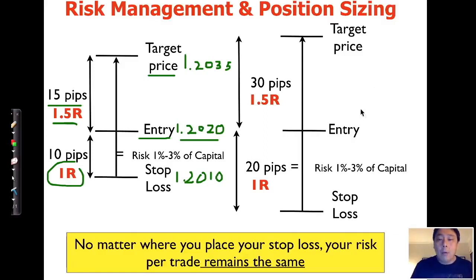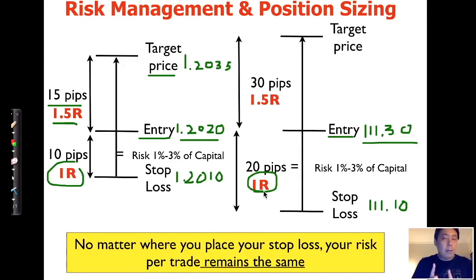Now, over here, it's a different trade. Say I'm trading the dollar yen, so I'm entering at 111.30, for example. I'm going long on the dollar yen. My stop loss in this case is 20 pips away because of that specific candlestick pattern or strategy. So my stop loss would be 111.10. In this case, my stop loss is further away from the previous one, but the risk should still be the same. Not should, must be the same.